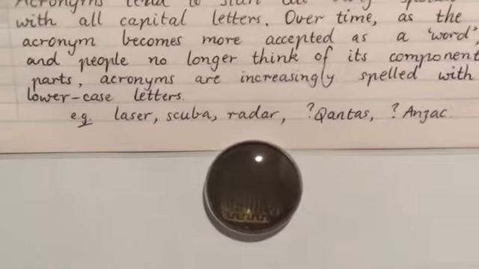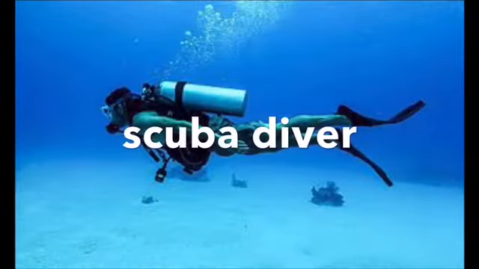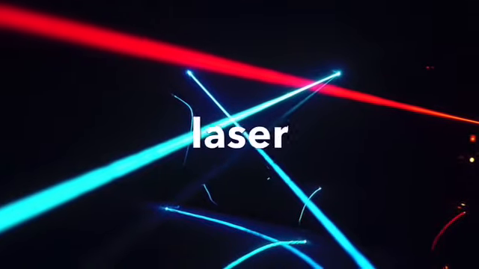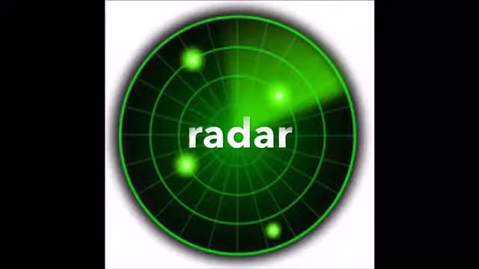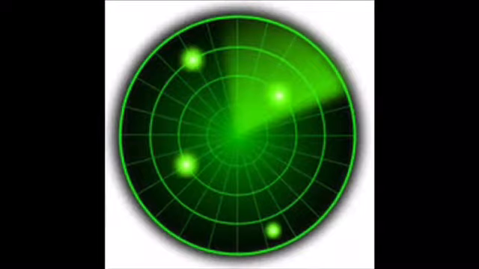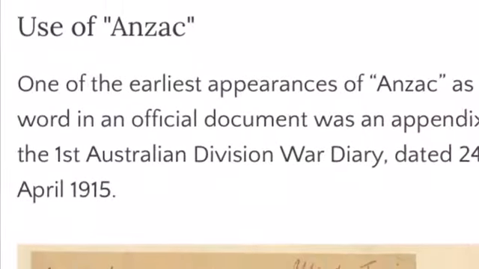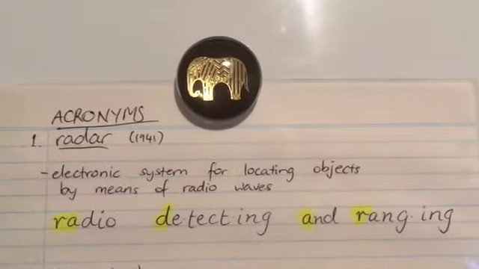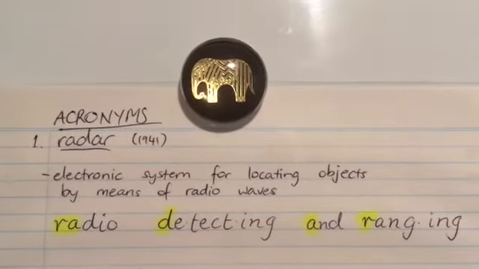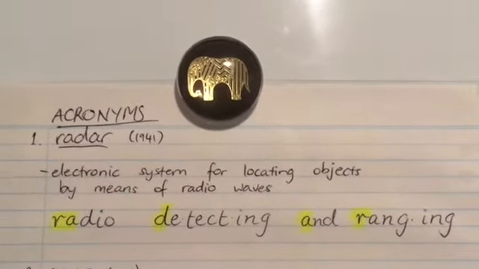And some examples of that are scuba, laser, radar, and also sometimes Qantas and Anzac. Okay, so here are some actual acronyms. Words that are made up from the first letters of a sequence of words.